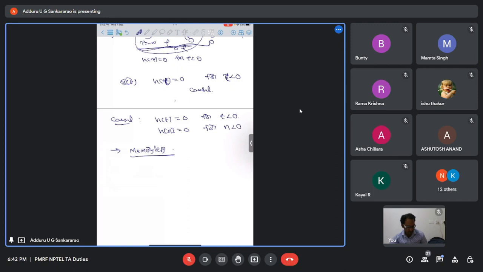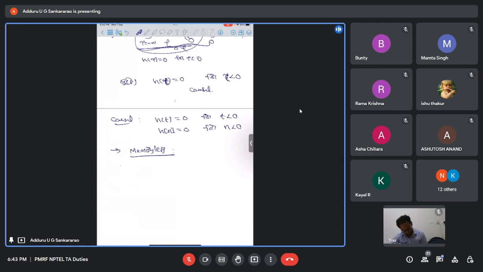Memoryless. What is a memoryless system? If the system depends only on the present values of the input, then only it is memoryless, right? The system depends on present values of input, and it should not depend on either past or future values of input, then it is a memoryless system, we will say.